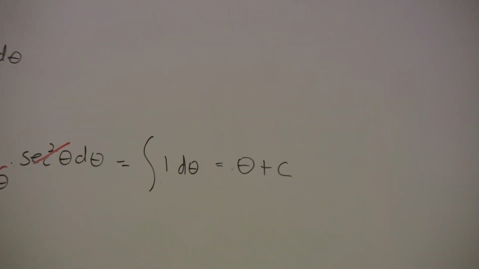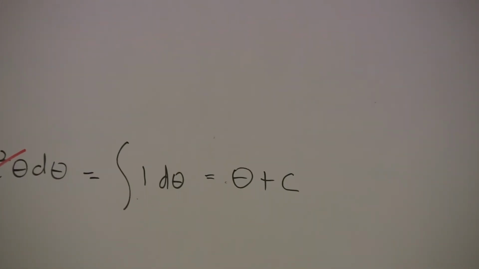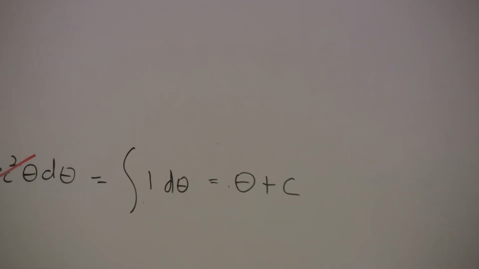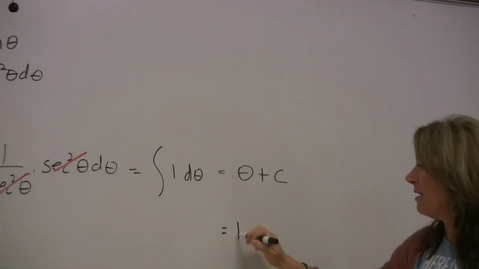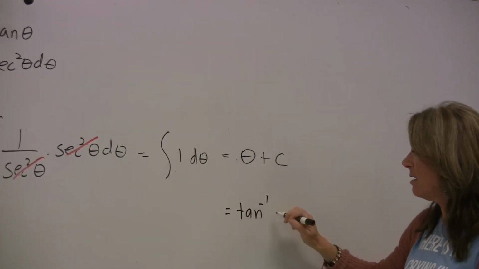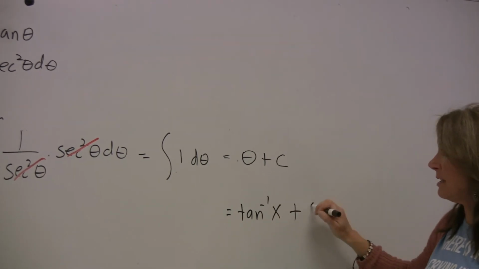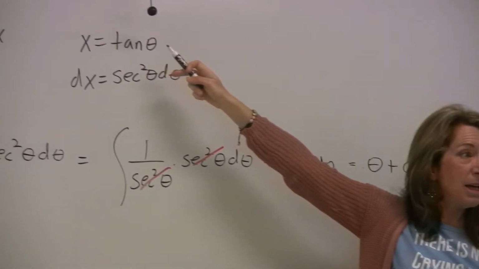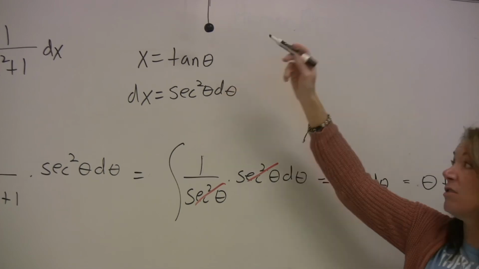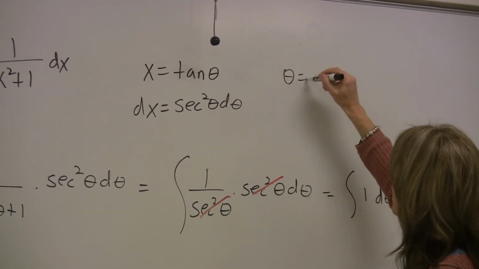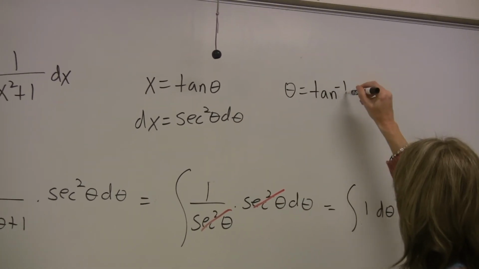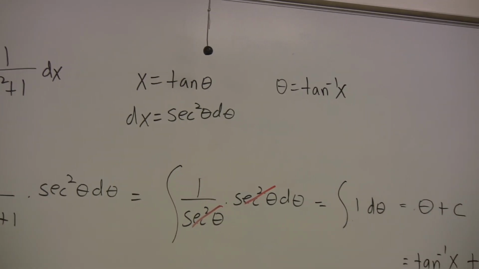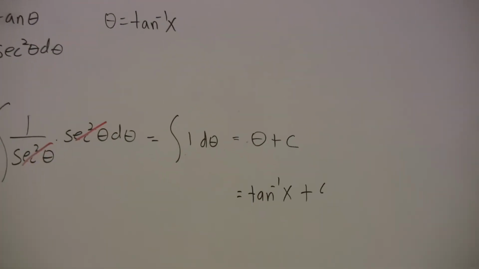What is theta? Arctangent, or inverse tan, of x plus c. Remember, that's what this statement means: if x equals tangent theta, then theta is the inverse tan of x. We've got to go back and forth.